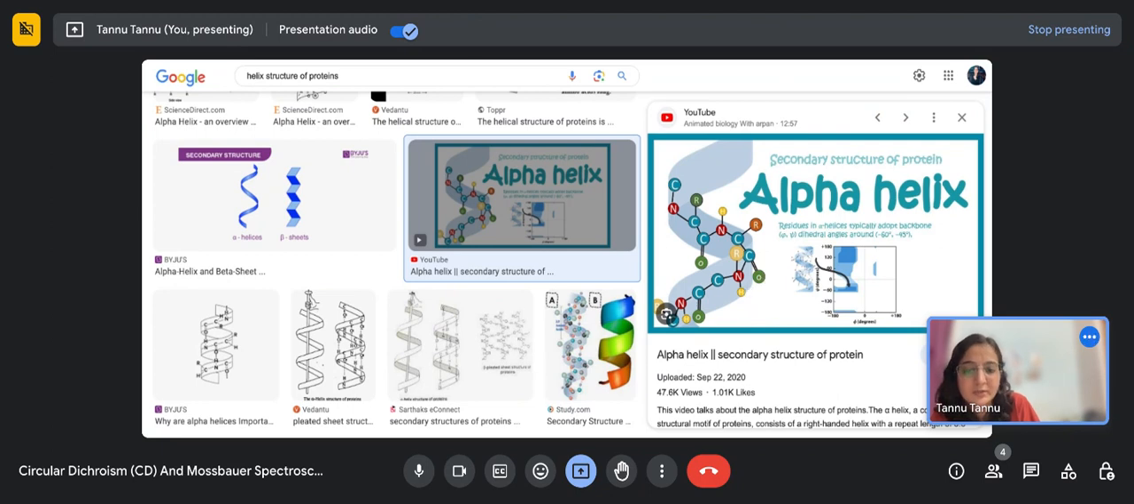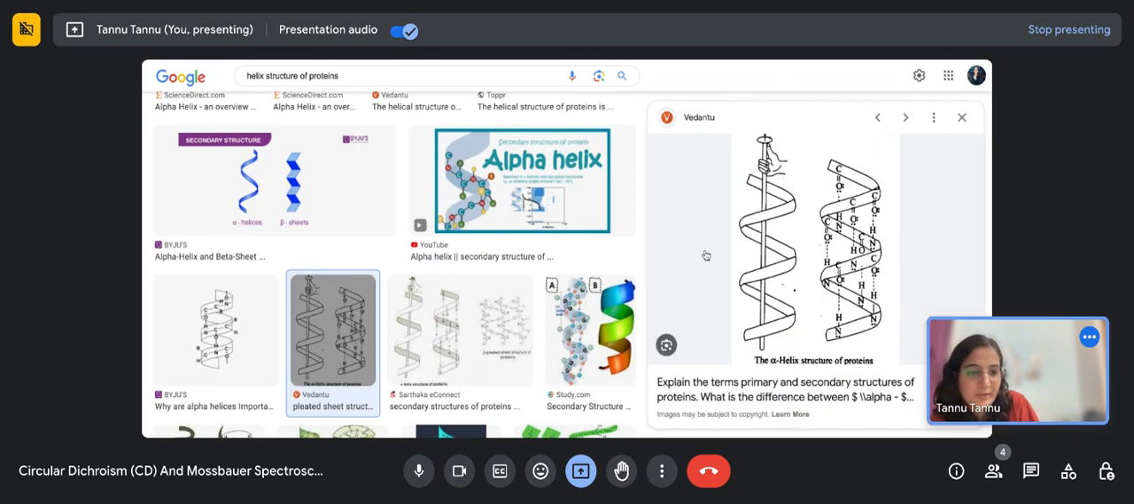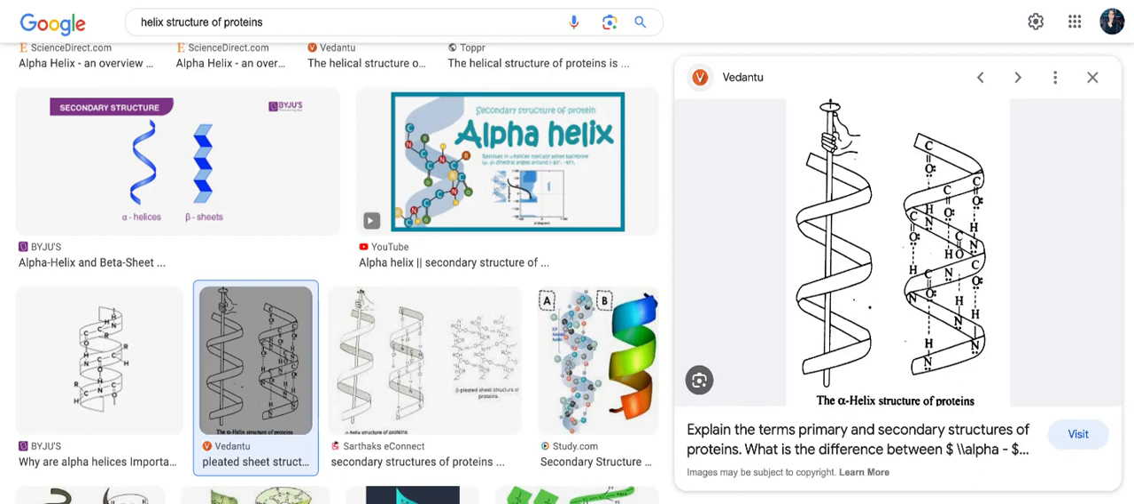Is it clear? Screen is not visible to me, ma'am. Is it visible now? No, ma'am. Okay, okay, no problem. I'll add the image in the notes. Okay.